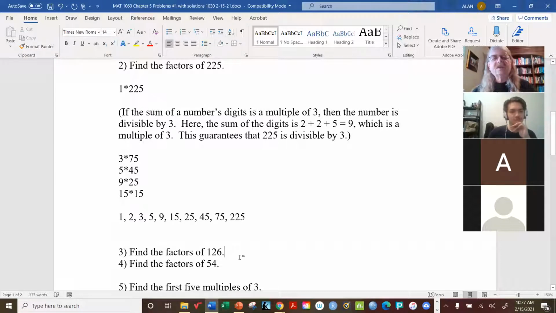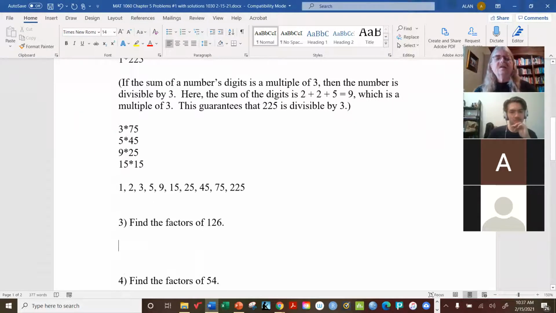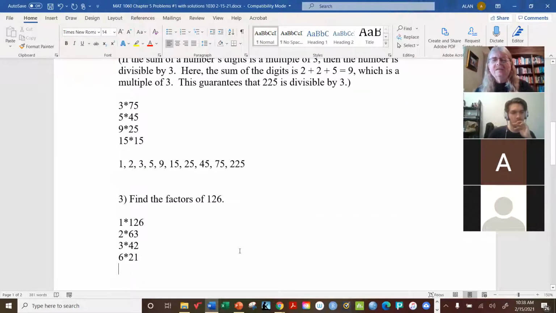Find the factors of 126. Okay, very good. 1 times 126. It's an even number, so 2 works. How about 3? Do those digits add up to a multiple of 3? They do. So 3 goes into this very nicely. It's 42. How about 4? No, that doesn't look good. 5, no, absolutely not. 6, wait a minute. 6 times 21.